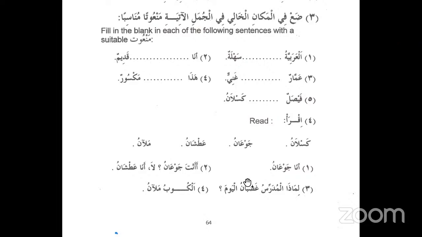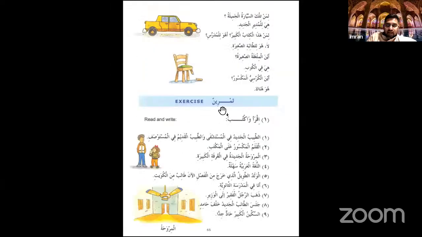لماذا المدرس غضبان اليوم؟ لماذا, I forgot what that means. Why. Yeah, why is the teacher? What does al-ghadbanu mean again? I forgot. Angry. Al-yawm, today. Al-kubu mal'anu. Al-kubu is the cup. The cup is what? Empty. Full. Sorry, the cup is full. Excellent. Okay, this is the last page.